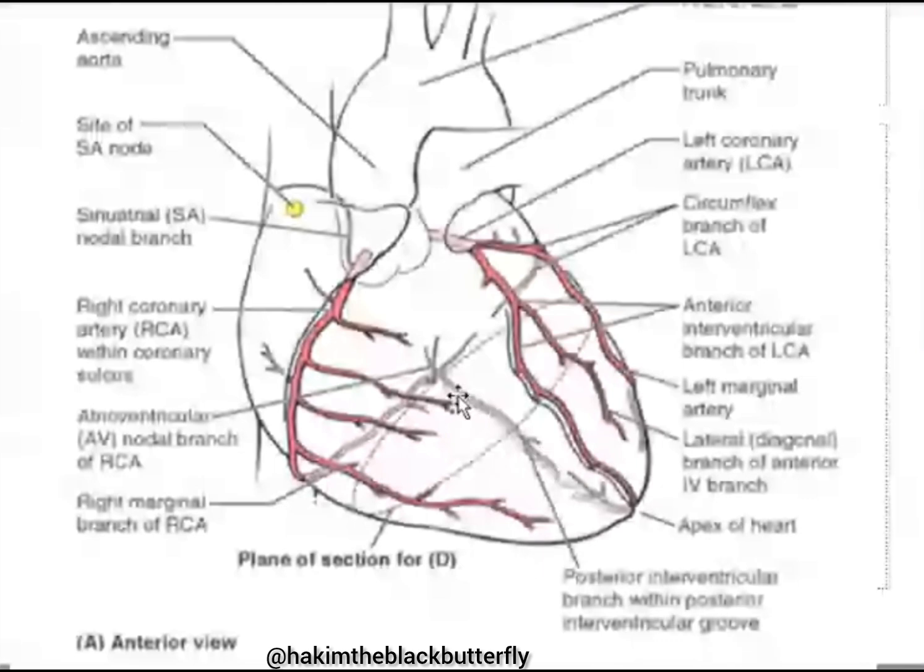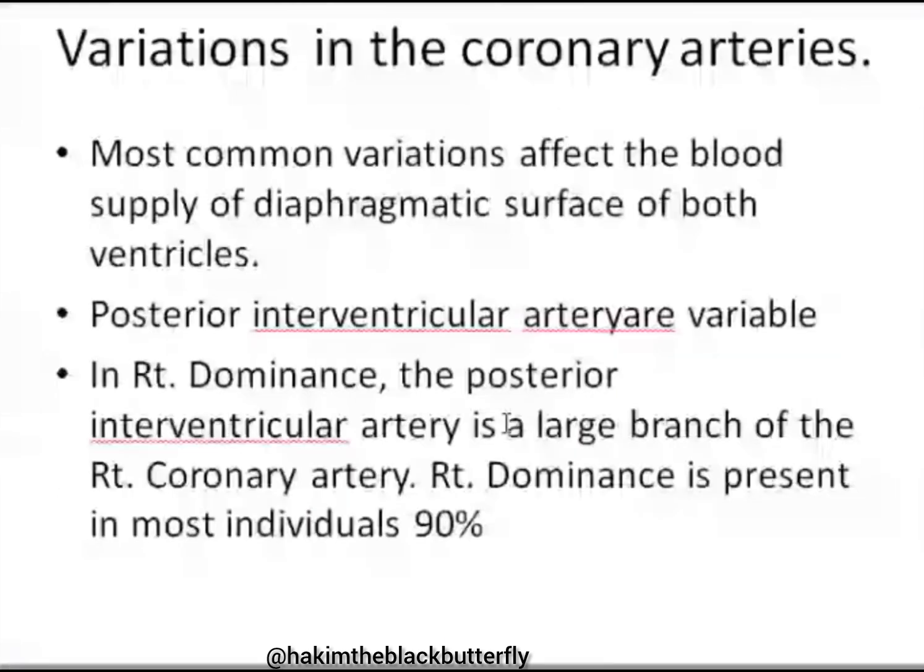I repeat, if the posterior interventricular artery is coming from the right coronary artery, you are taken to be right coronary dominant. If it is coming from the anterior interventricular artery, you are taken to be left coronary dominant. Coronary dominance just shows which artery supplies most of the heart, and this artery is the dominant one, or is the determinant. Where does the posterior interventricular artery come from? Does it come from the right coronary? You're right coronary dominant. Does it come from the left coronary? You're left coronary dominant.